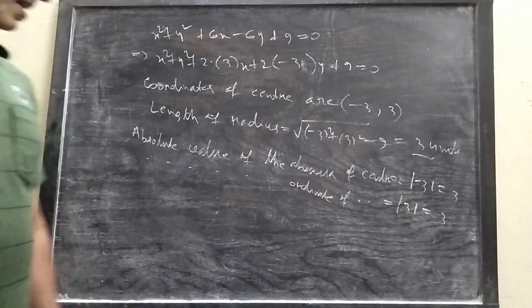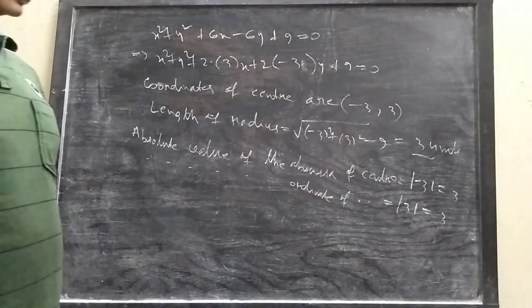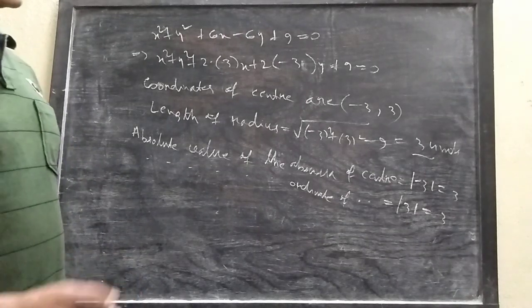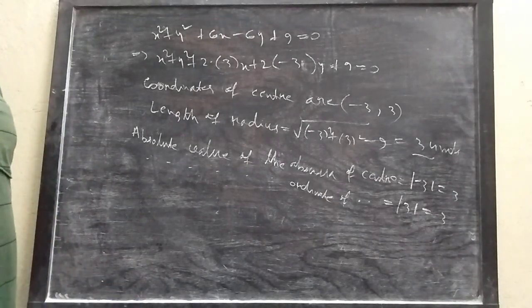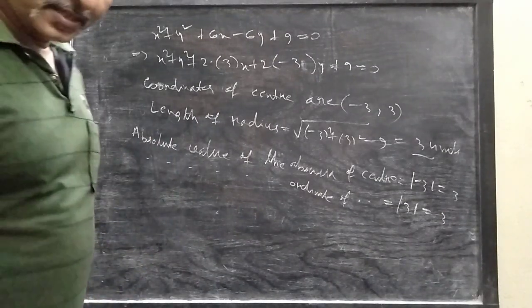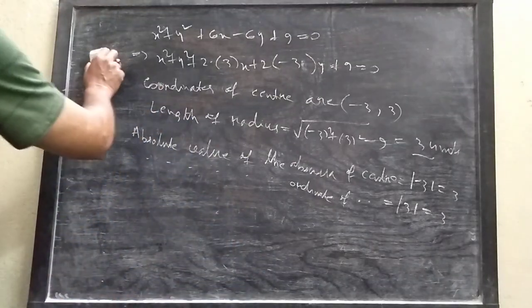Thus we find the absolute value of the abscissa of the center is equal to the absolute value of the ordinate of the center is equal to the length of radius of the circle, which proves that the given circle touches both the coordinate axes. Now let us go to the next part.